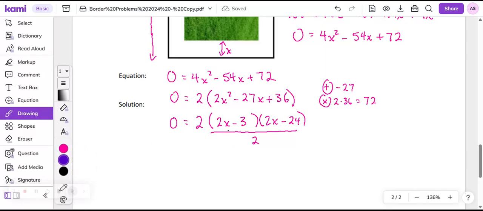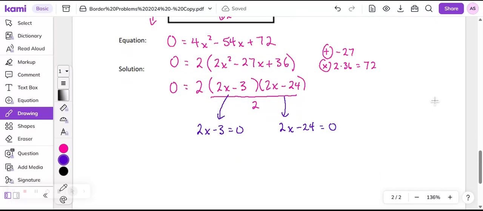I'm just going to go right to, okay, what makes 2x minus 3 equal to 0? And then what makes 2x minus 24 equal to 0? So one advantage of the Australian method, solving by factoring, can be a bit easier. You're going to get two answers here, and you just have to ask, does one make sense, or do both make sense? And then we'll wrap it up.